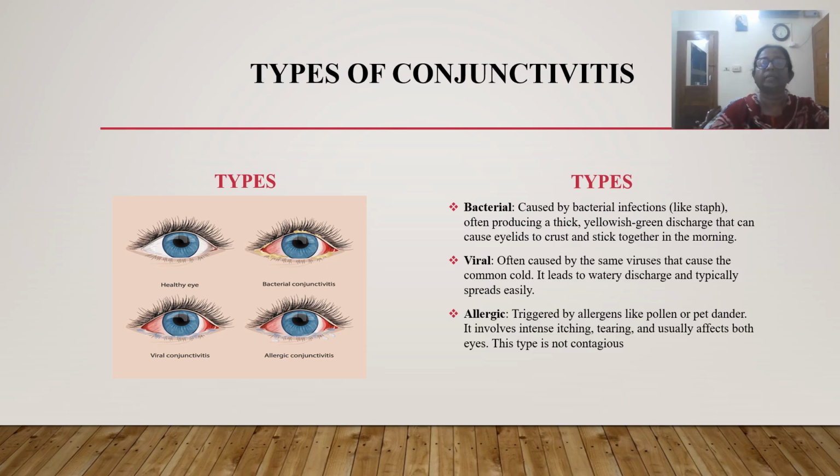Then allergic conjunctivitis is triggered by allergens like pollens or pet danders. It involves intense itching and tearing and usually affects both eyes. This type is not contagious. So there are three types of conjunctivitis.